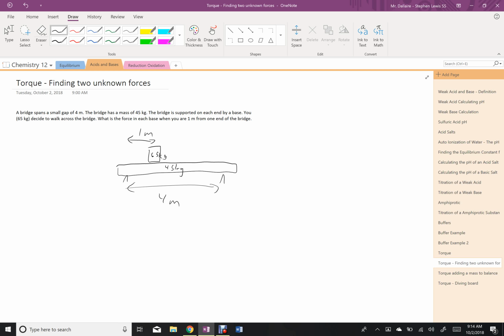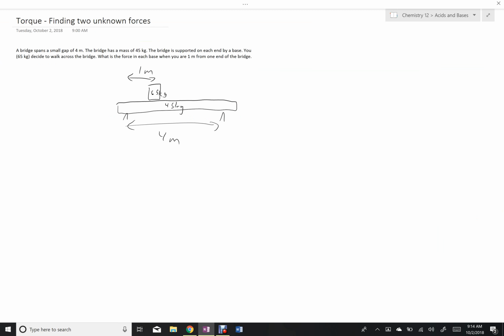Okay, so what we're going to do here is use two things. We're going to find the force in this base, which I'll call A, and in this base, which I'll call B, just to keep them separate. To do that, we can recognize a couple things about this system.